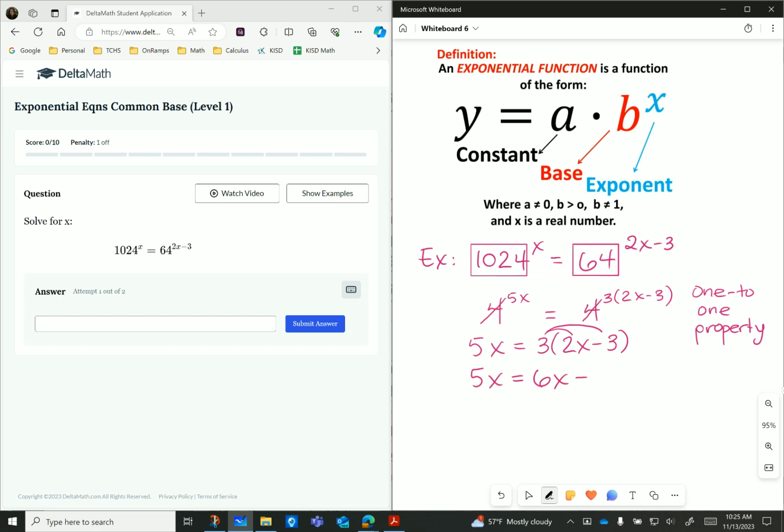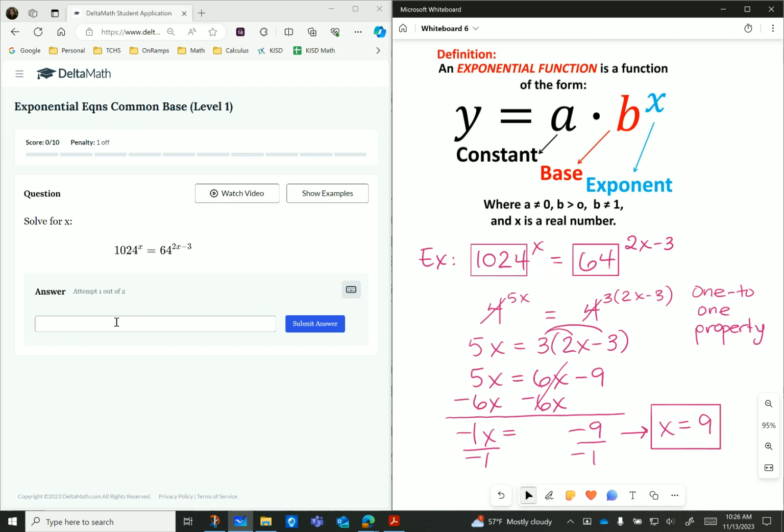3 times 3 is -9. I need to isolate my x. So I need to bring x's to one side. So what I'm going to do is move the 6x over to the left-hand side by subtracting on both sides. 6x minus 6x is 0. 5 minus 6 is -1x equals -9. And now I'm going to divide by -1 on both sides, which results in x being 9. And this is my final answer.